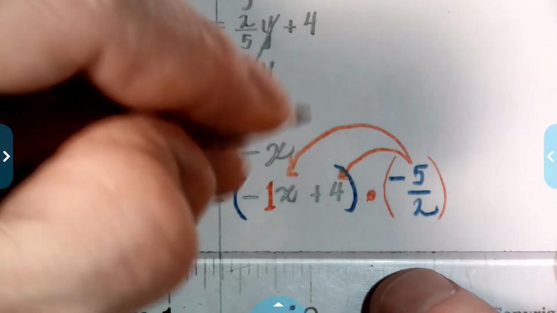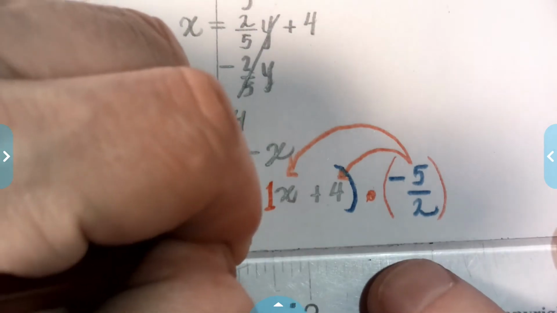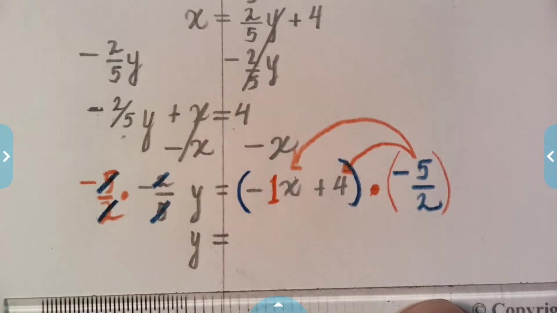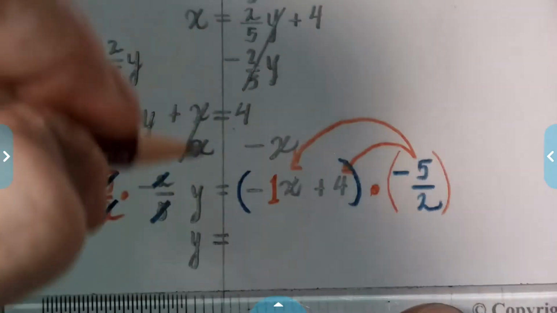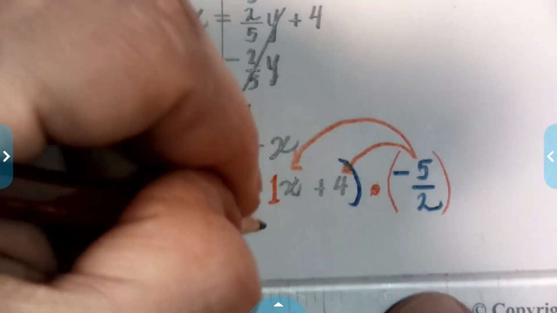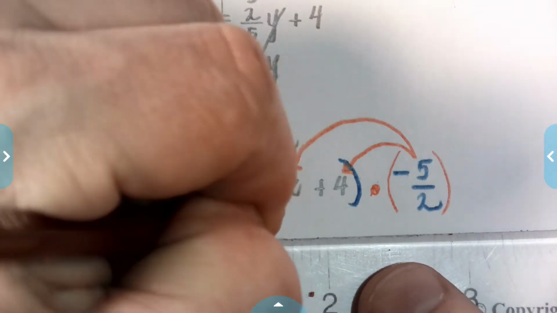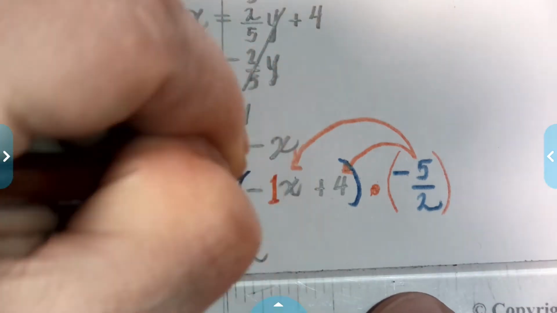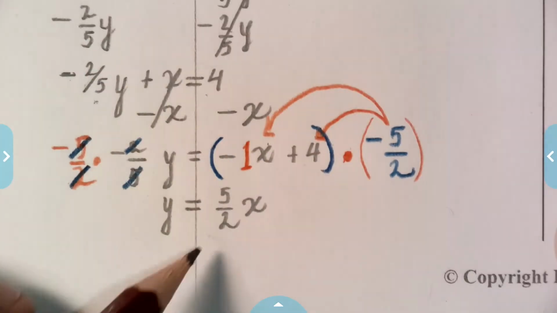So let's keep rolling along. We've got y equals, now a negative times a negative is a positive, so negative 5/2 times negative 1x is going to be, pardon me, positive 5x/2, or positive 5/2 x. If we're writing this in slope-intercept form, we want the fraction out in the front, so we put 5/2 x. You know, rise over run: the rise is 5, the run is 2.